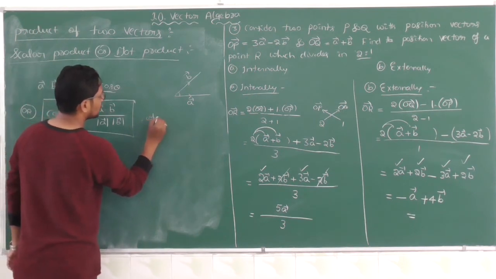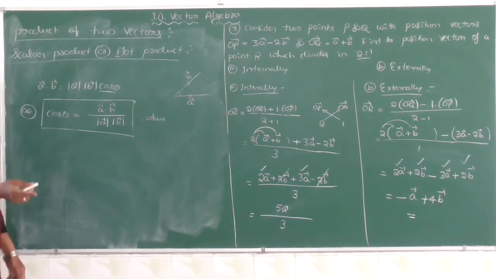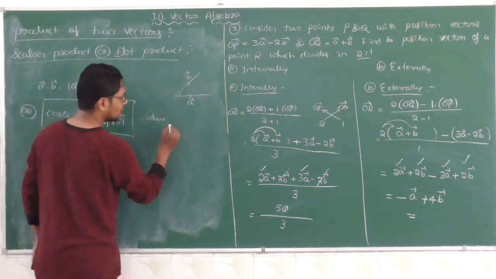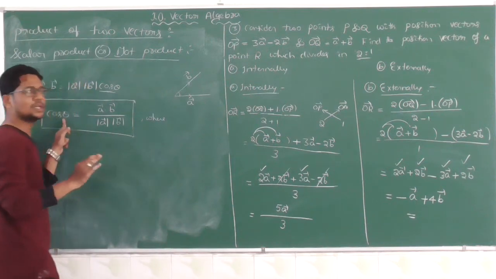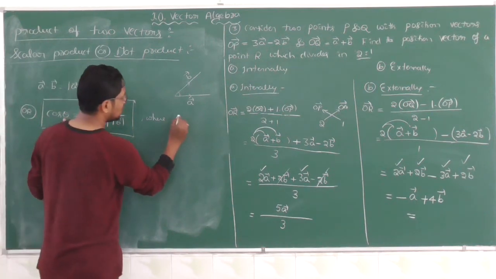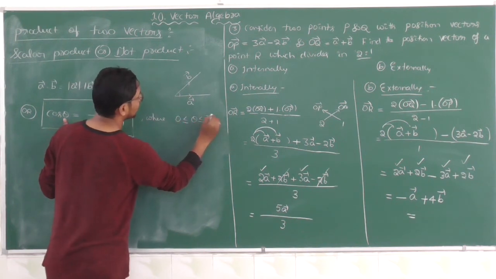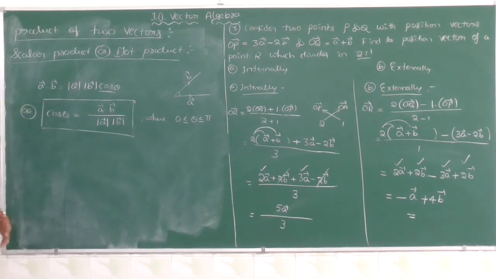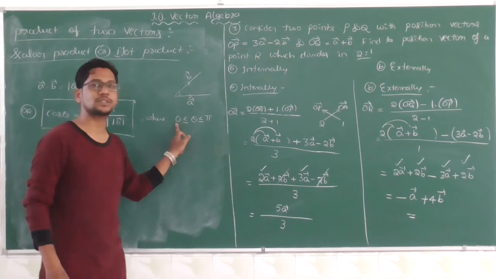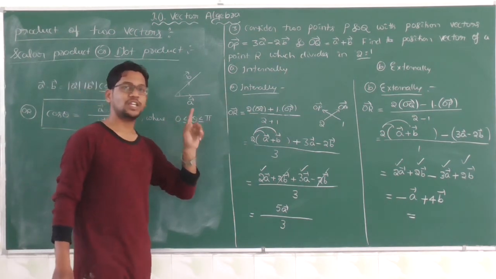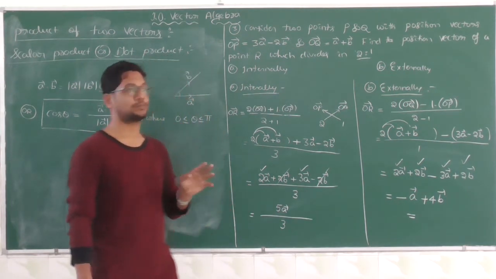Here we also have the condition that theta belongs to 0 to 180 degrees. Theta is nothing but the angle. The angle should lie between 0 to 180 degrees, that is, 0 less than or equal to theta less than or equal to pi. Why are we restricting this? Recall the inverse trigonometric concept.